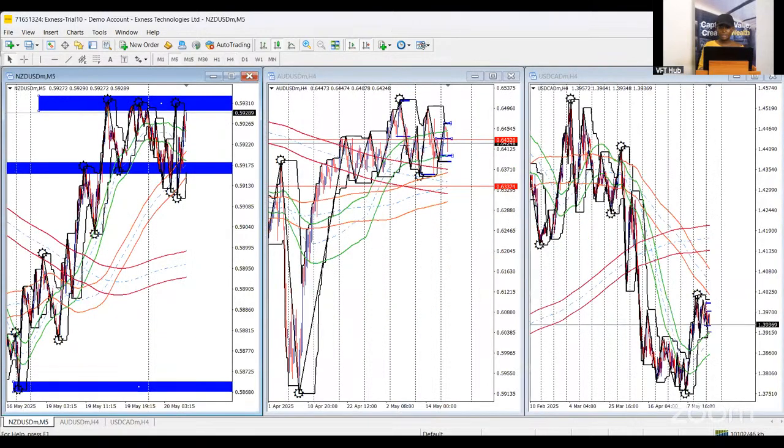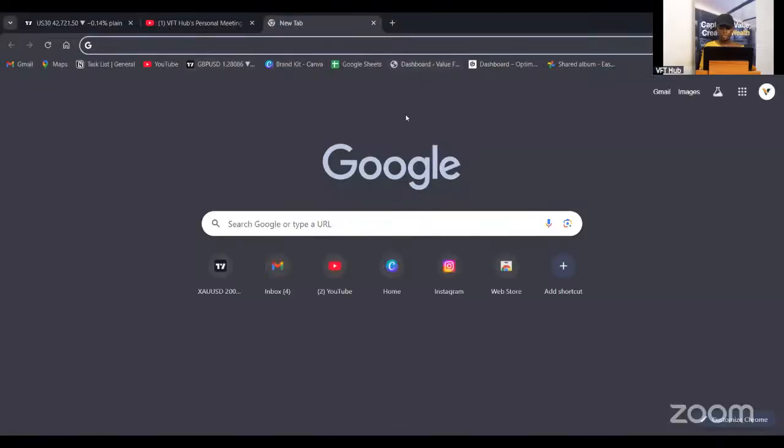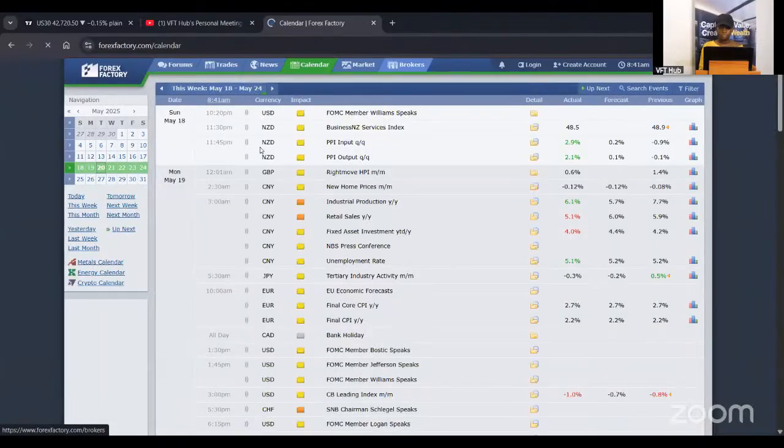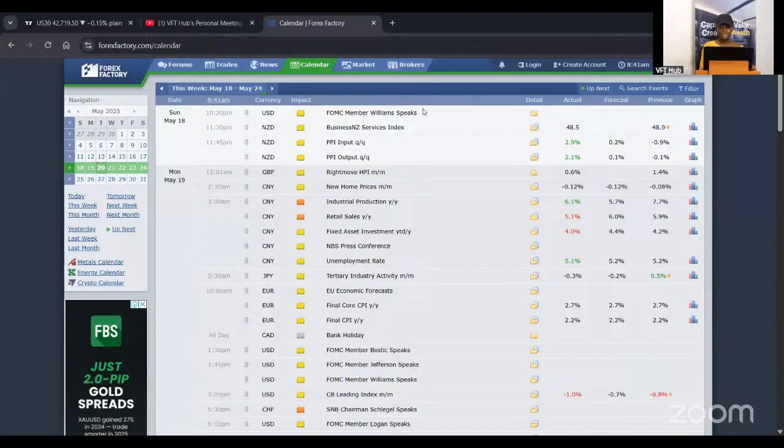Let's just see if we have any news releases coming out today. I do know we have a couple high impact news, but what asset classes would they be affecting? Please, is this helpful to anyone? If it is, kindly leave an emoji in the chat box.